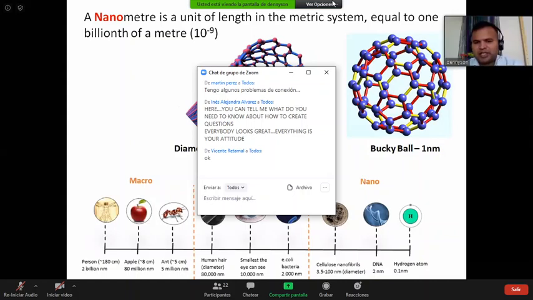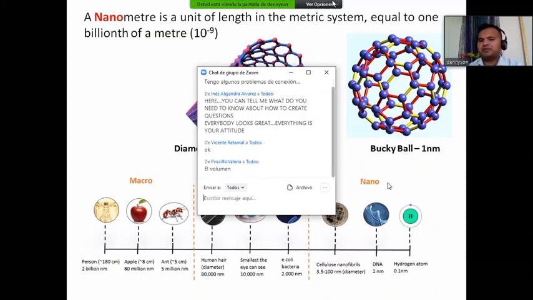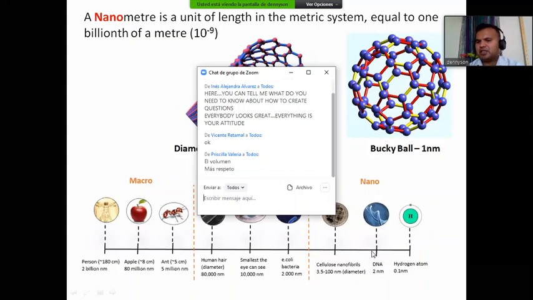Bacteria cannot be seen with the naked eye, only with the microscope. Then you have things in nanometer scale. For example, cellulose, DNA, our DNA, then hydrogen atom. These are in nanometer scale.